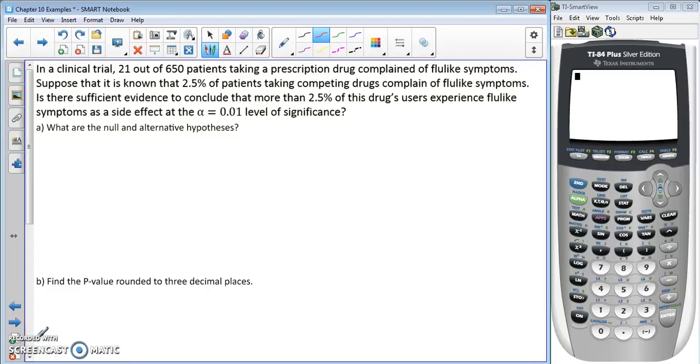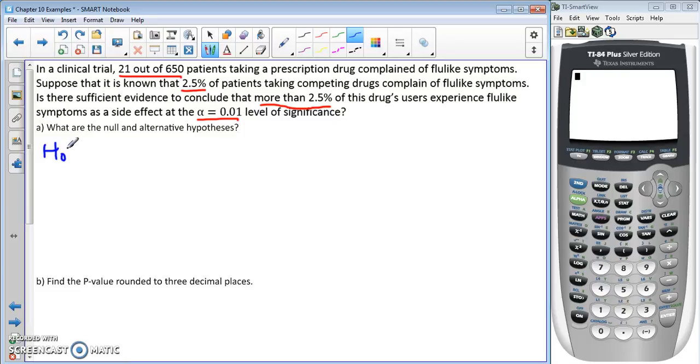In a clinical trial, 21 out of 650 patients taking a prescription drug complained of flu-like symptoms. Suppose it is known that 2.5% of all patients taking competing drugs complain of flu-like symptoms. Is there sufficient evidence to conclude that more than 2.5% of this drug's users experience flu-like symptoms as a side effect at the alpha equals 0.01 level of significance? So first we want to state our null and alternative hypotheses.